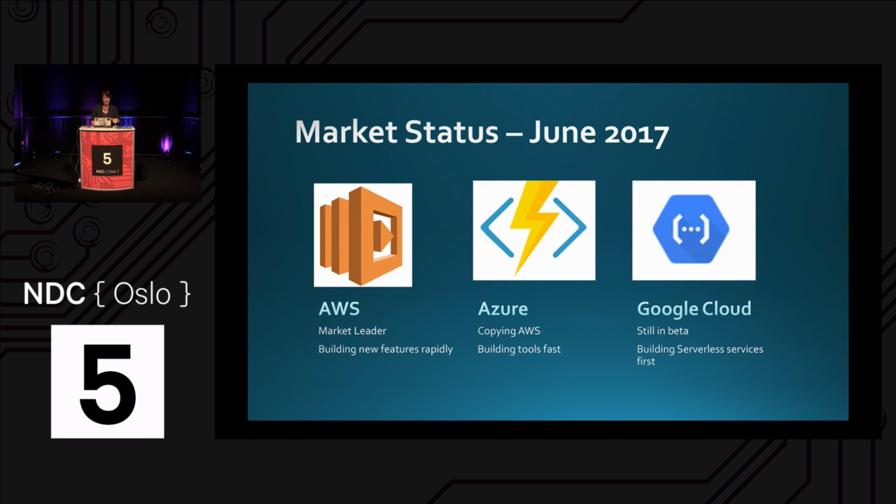The market status, of course, Amazon's a market leader, building new features. Azure, I see copying Amazon, but also adding, the tooling is great, and then adding these integrations. Kudos to Microsoft. I'm going to be showing customers Azure as well, who are interested in that ecosystem. Google, please get your functions out of beta. I really like your serverless services. I'd like to see your functions.